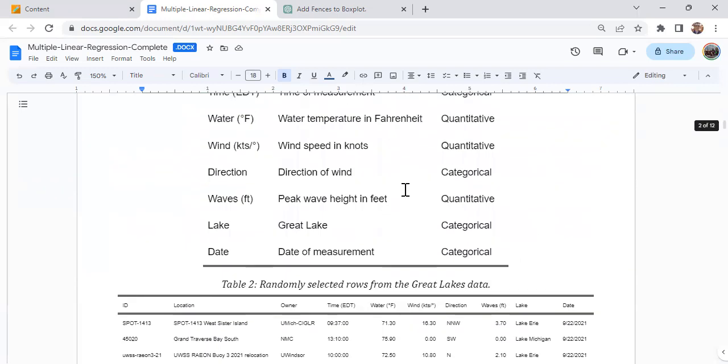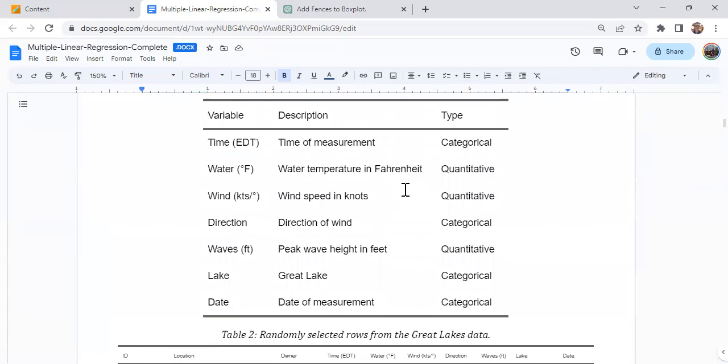But yeah, so we're going to be using multiple linear regression where we can use more than one predictor to model a quantitative response variable. And specifically, we're going to be looking at modeling the peak wave heights. We'll see if we can use other information that we know about the lakes at that time to predict what the peak wave height is.